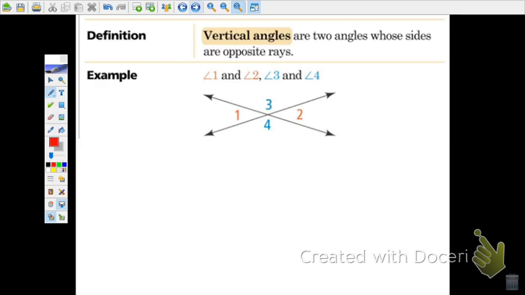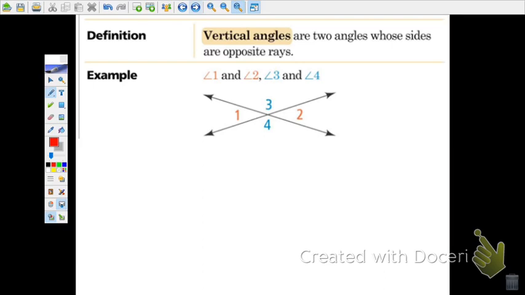They form a line. So vertical angles are formed when two lines intersect. When we look at the picture in the example, I don't think of opposite rays. I think of two lines. But again, those two lines are made up of opposite rays.